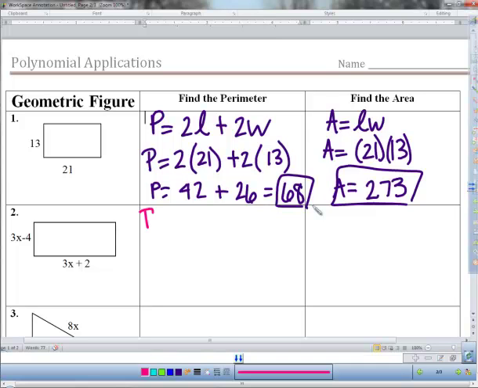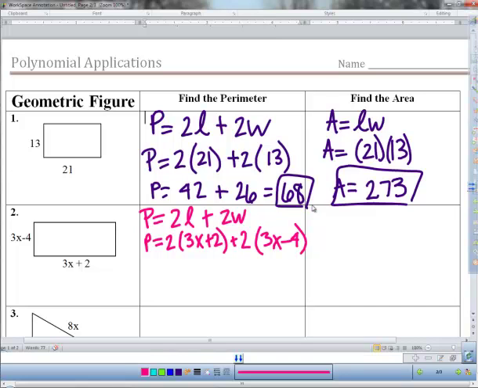Okay, so again, my perimeter is equal to 2L plus 2W. So I have 2 times my length, which is 3x plus 2, plus 2 times my width, which is 3x minus 4. So now I'm just going to distribute. So I have 2 times 3x gives me 6x, and then 2 times 2 gives me a positive 4.